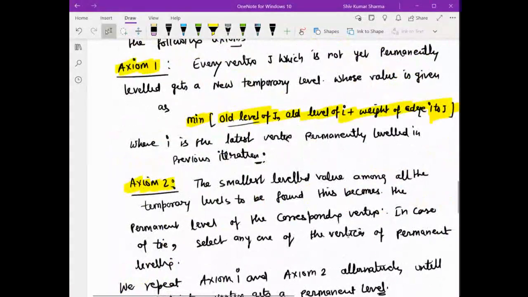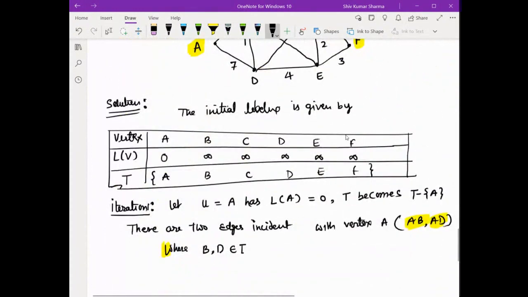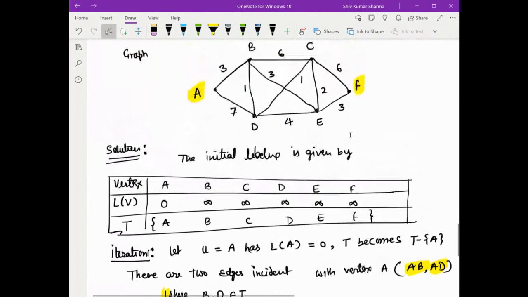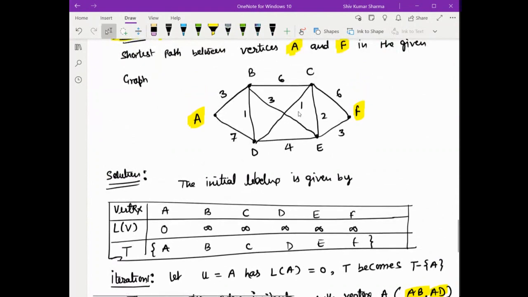This is our formula. To give the temporary level, it is the minimum of old level of J, comma old level of I plus weight of Ij. Ij means I is the initial vertex and J is the next vertex which is incident to I. So you can understand this. We see that there are two vertices which are connected with A, that means vertex B and vertex D.